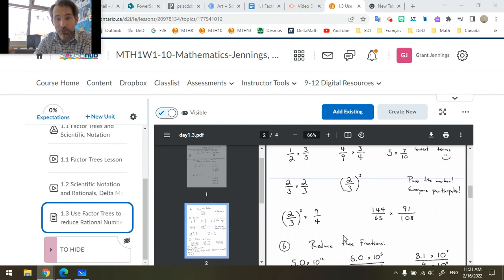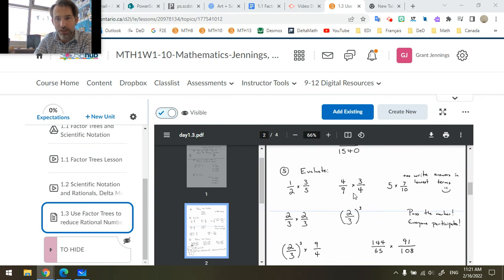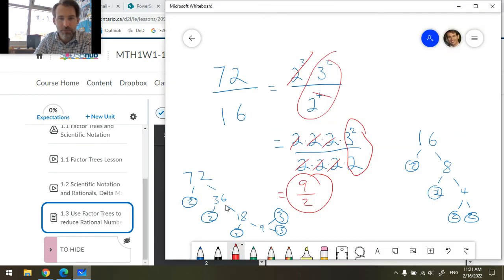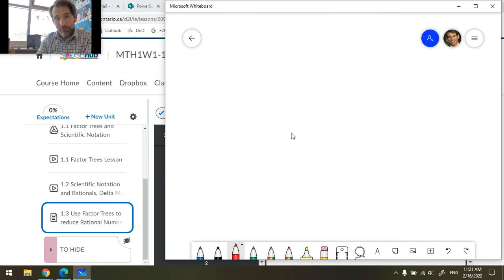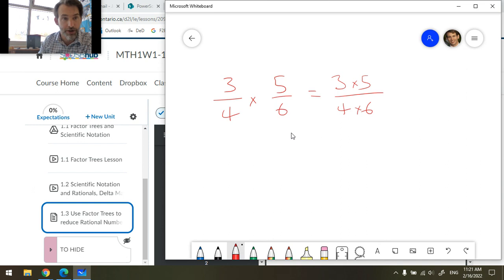If you need a review, let's do a quick review. We'll do an example of how we multiply fractions. We did this yesterday in Delta Math. What we noticed was when we multiply, let's say, 3 over 4 times 5 over 6, this would be equal to 3 times 5 on the top over 4 times 6 on the bottom. Top times top over bottom times bottom is how you multiply fractions.